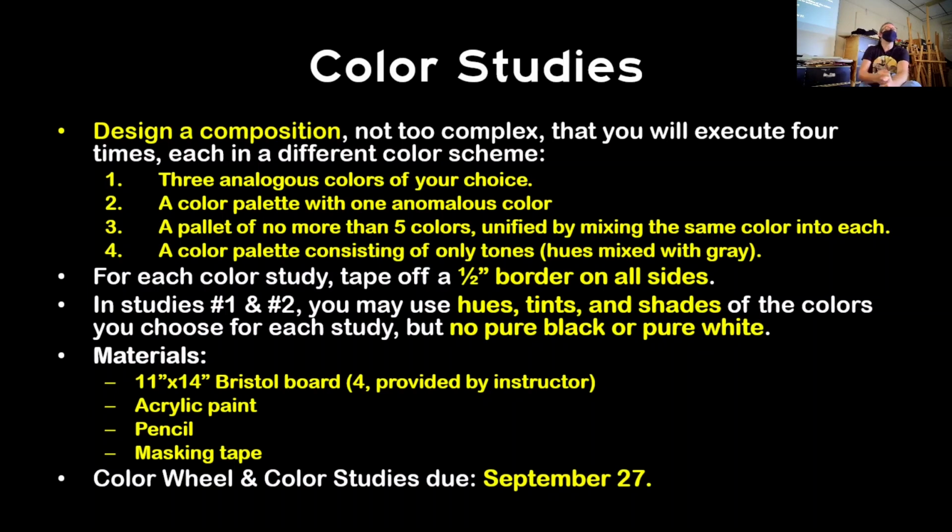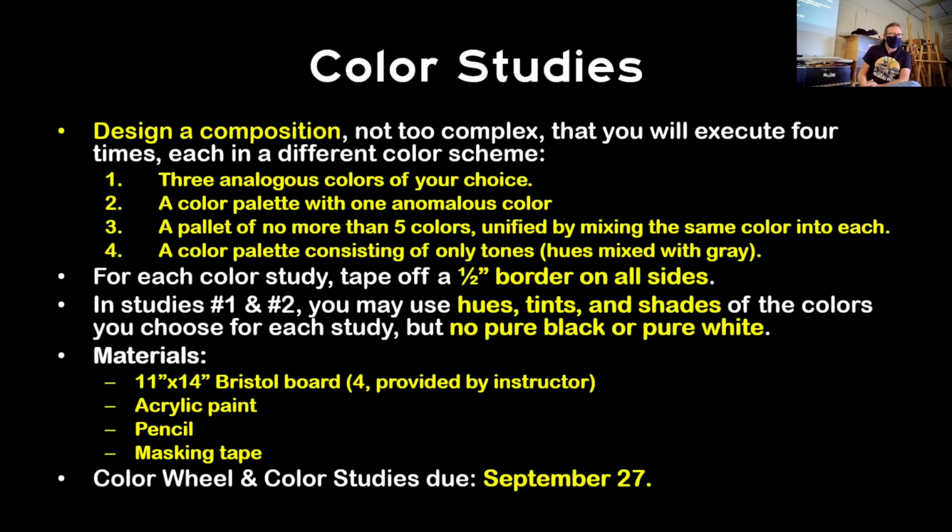But again, every single one should be the same composition. So in going back to our example of making a composition of a house, if I decide my composition is a house sitting next to a tree in a big open field, every single one of those should be that same house, same field, same tree. But I have to use different colors for each one. Does that make sense? Okay.